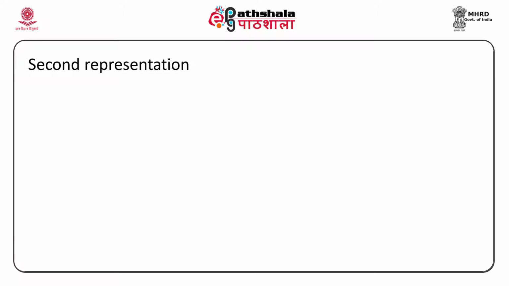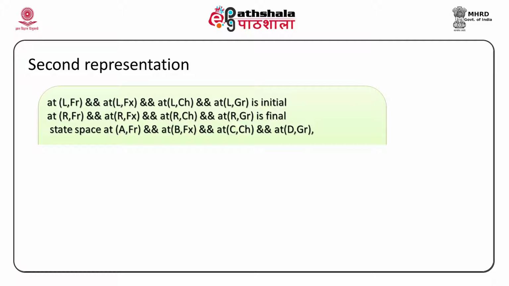The second representation. Now, it is a little different. What is the difference? I am segregating each one. At L, FR, FR is on the left hand side. At L, FX, fox is on the left hand side. At L, CH, CH is also on the left side. At LGR, grain is also on the left hand side. Okay, that is the initial state, everything on the left hand side.